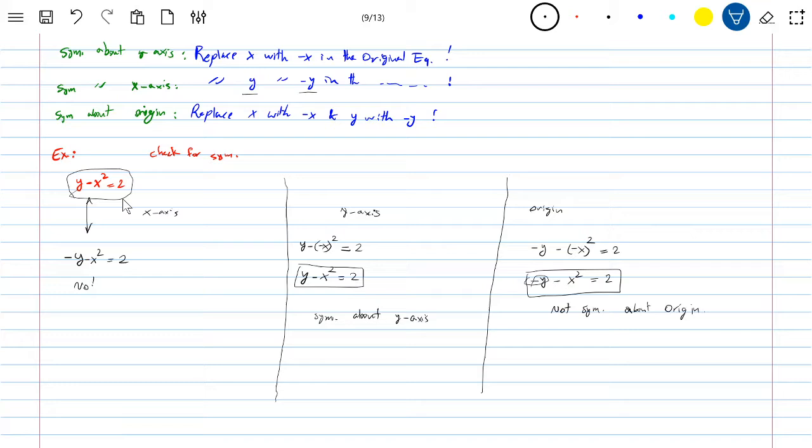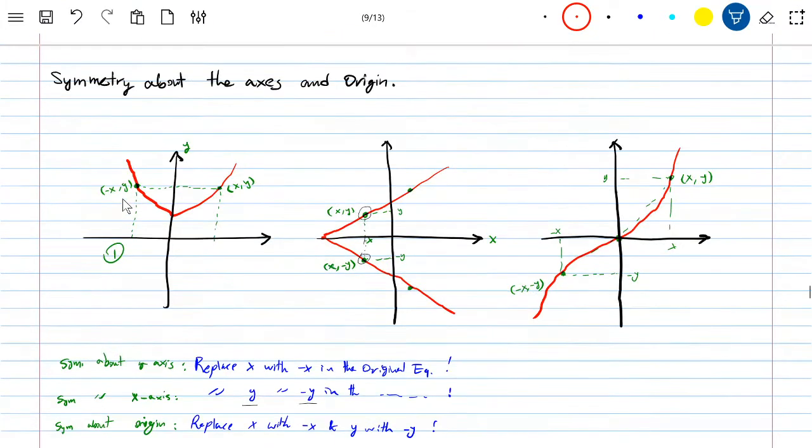And if you look at this graph, what is it? This equation is basically y equals x squared plus 2. This is what the equation is if you move this term. And this is a graph of a parabola. If you look at the first example, it will look something like this. From 2, this would be the graph: x squared shifted up 2 units. And you would see that there is only symmetry about the y-axis.